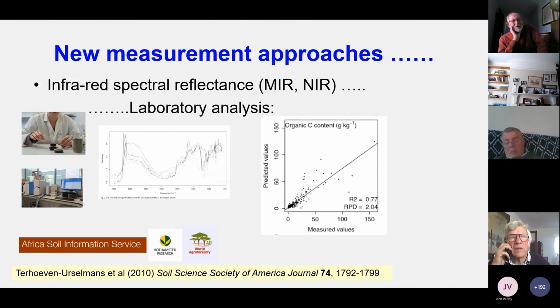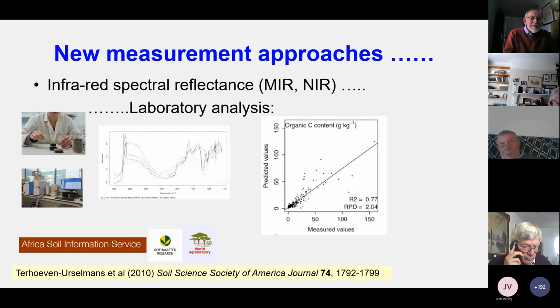There are new measurement approaches, much more high-tech looking ones. For example, you can shine infrared light on soil samples. This is being done on the pictures on the left here. And it's an indirect way of measuring the amount of carbon and other things in a soil. So it's a quicker and easier method of analysis. And the graph on the right here shows a comparison of soil carbon measured by traditional methods and by these new infrared methods. There's some scatter, but they're not terrible by any means.